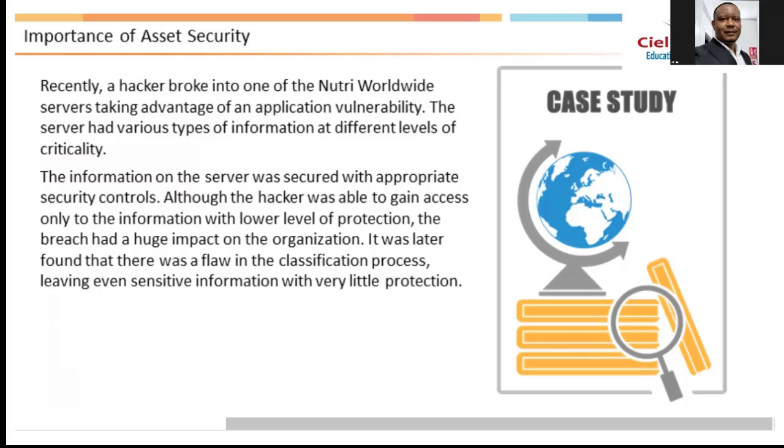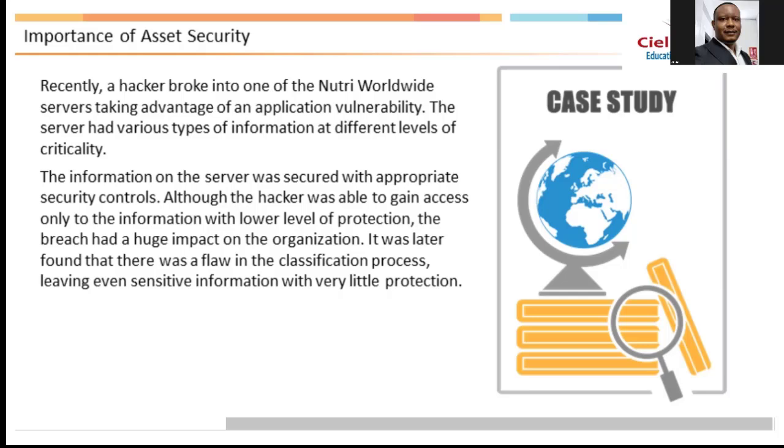Recently, a hacker broke into one of the Nutri Worldwide servers, taking advantage of an application vulnerability. The server had various types of information at different levels of criticality. Information on the server was secured with appropriate security controls. Although the hacker was able to gain access only to the information with lower levels of protection, the breach had a huge impact on the organization. It was later found that there was a flaw in the classification process, leaving even sensitive information with very little protection. What do you make out of this case study?